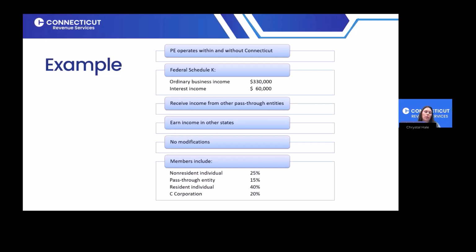The pass-through entity also receives income from other pass-through entities. So in this example, they are a parent PE to subsidiary PEs. They also earn income in other states. And for simplification, we don't have any modifications in this example. The members include a non-resident individual with a 25% profit share percentage, a pass-through entity with a 15% profit share percentage, a resident individual with a 40% percentage, and lastly, a C corporation with a 20% profit share percentage.